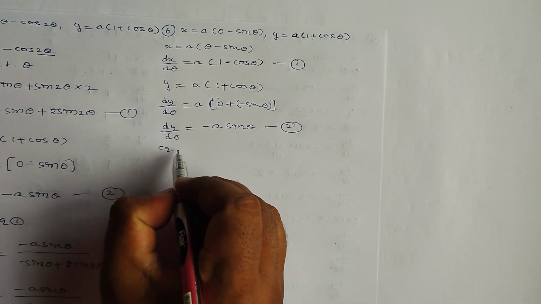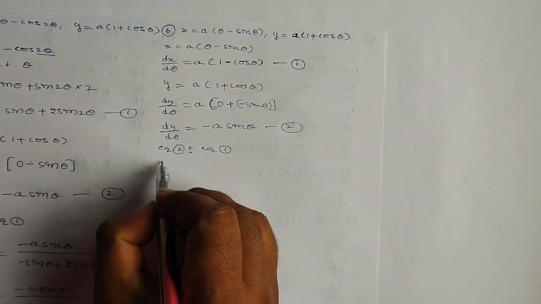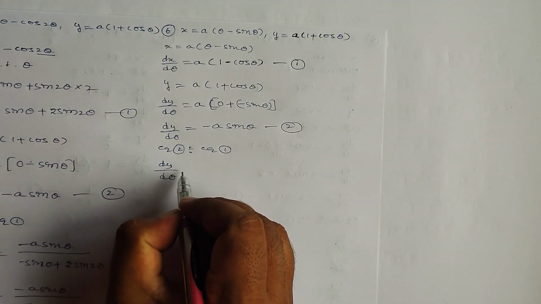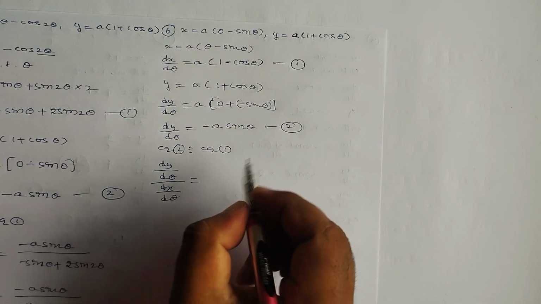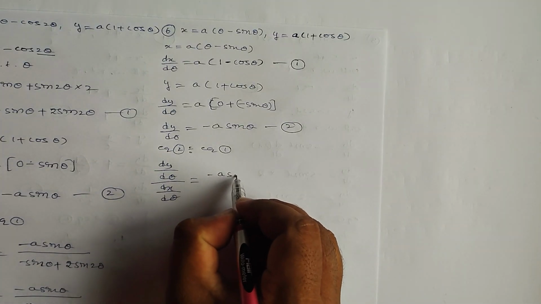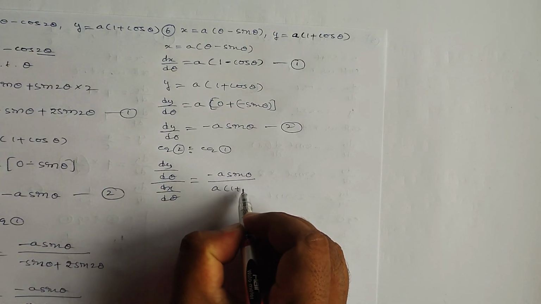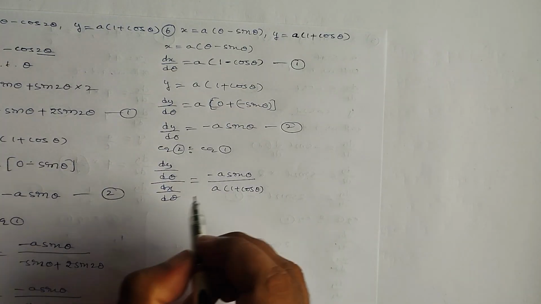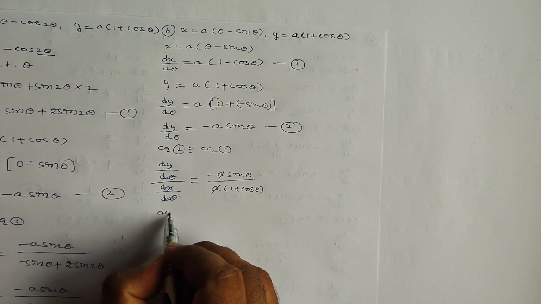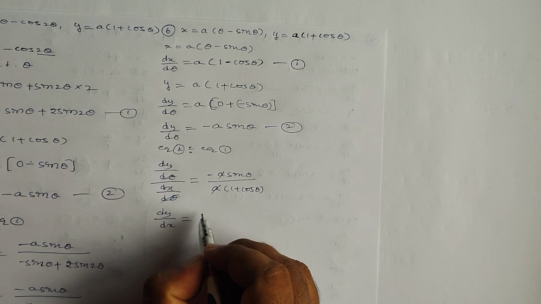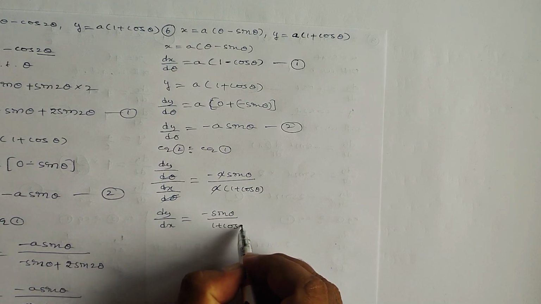Now equation number 2 divided by equation number 1. Equation number 2 is dy by d theta divided by dx by d theta. It becomes minus a sin theta divided by a into 1 plus cos theta. Here a gets cancelled and d theta cancels. dy by dx is equal to minus sin theta divided by 1 plus cos theta.